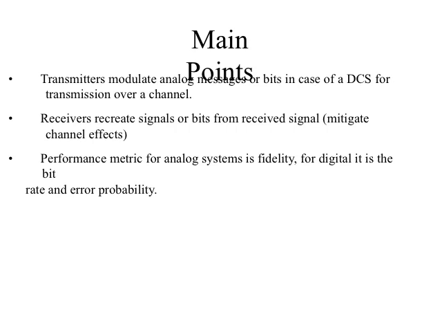Now let us just briefly highlight the main points that are involved in the transmission. The transmitters modulate the analog messages or the bits in case of a digital communication system for transmission over the channel. The receivers recreate the signals or the bits from the received signal by mitigating the channel effects also. The performance metric for analog systems is fidelity, whereas for digital it is the bit rate and error probability.